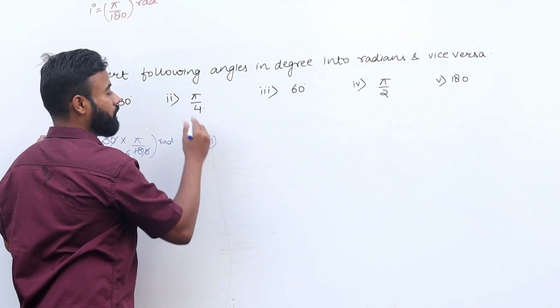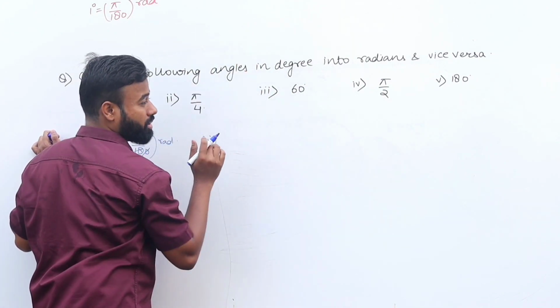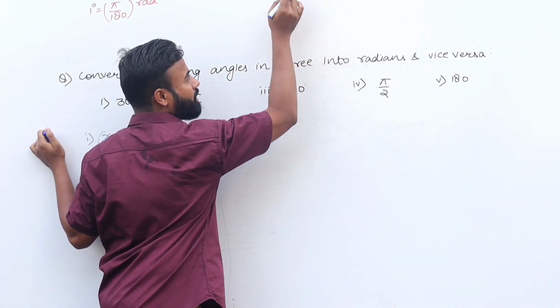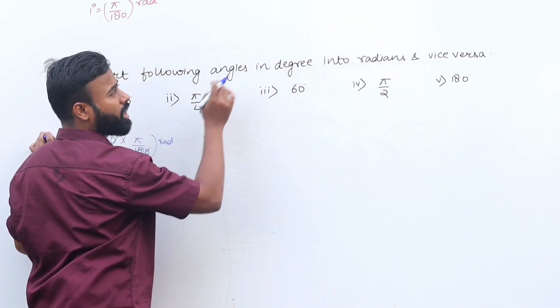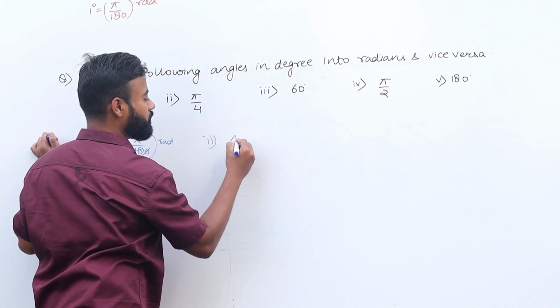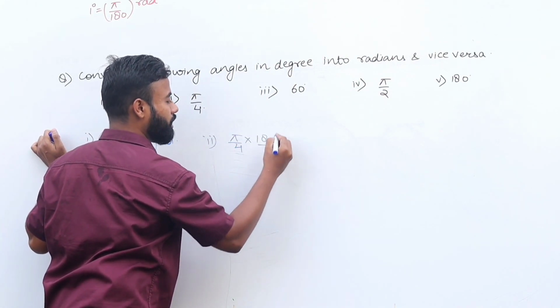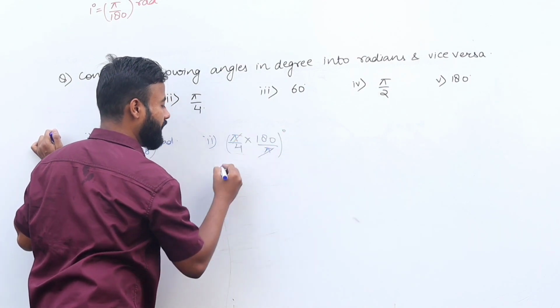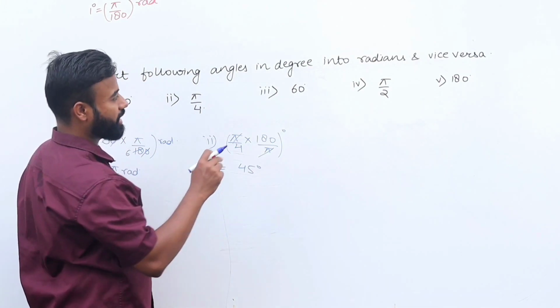Second question. The angle given is in radian. Now we have to convert it into degree. We have to use this formula. 1 radian is equal to this many degrees. Then 2 radian is equal to 2 into this, 3 radian is equal to 3 into this. Pi by 4 radian is equal to pi by 4 into 180 by pi degree. Pi and pi cancel. Then this comes out to be 45 degree. I hope things are clear.